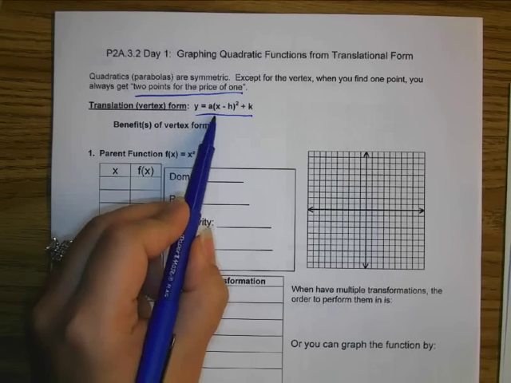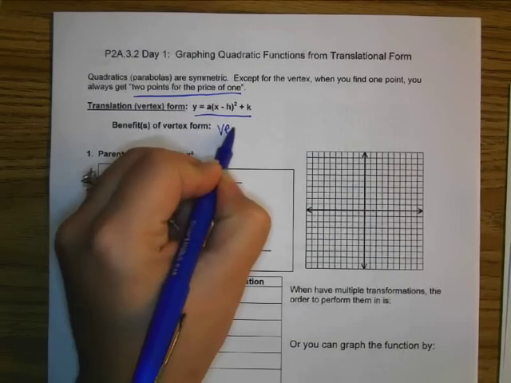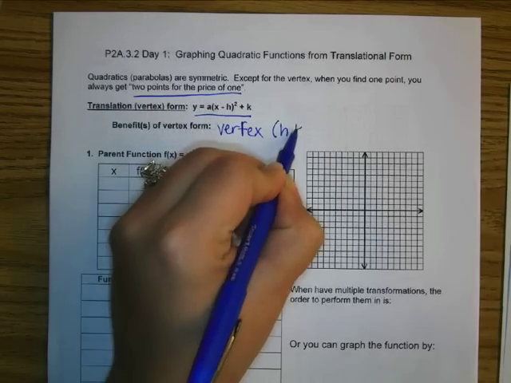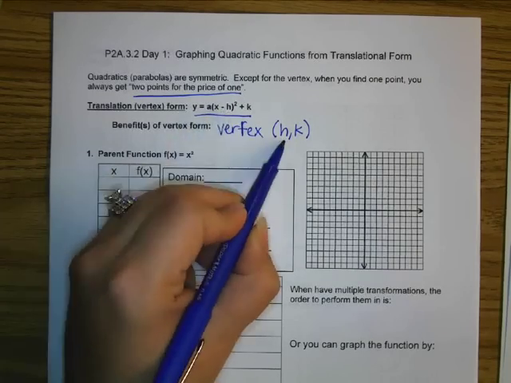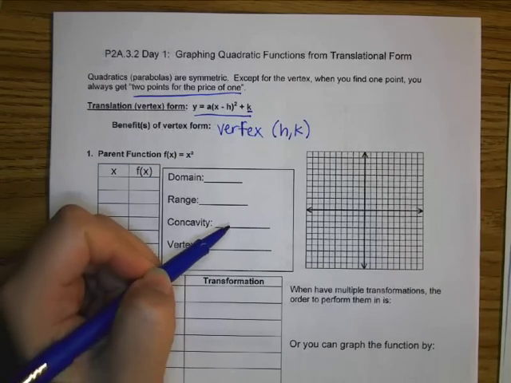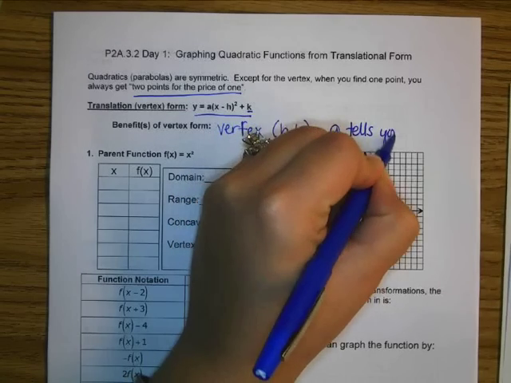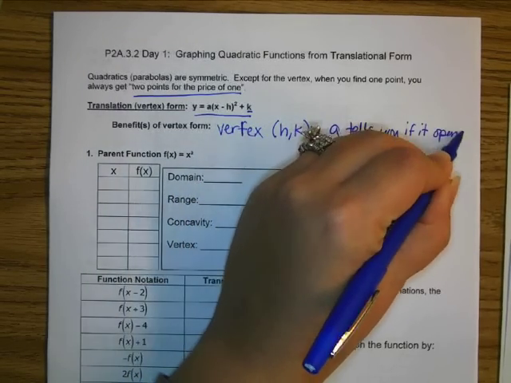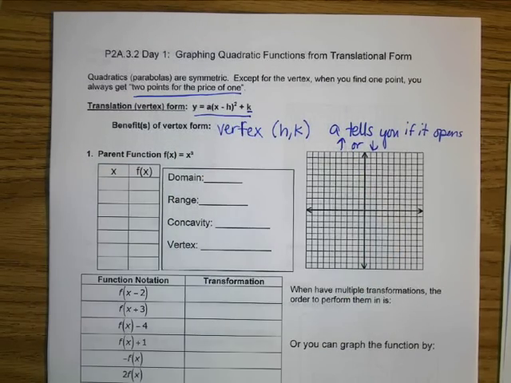So here's what translational form, or vertex form, is. Y equals a times x minus h squared plus k. The biggest benefit is this: the vertex form tells you the vertex. It is (h, k). Notice how it's minus h, so it's going to be the opposite of the h, and the regular k number. And a tells you if it opens up or down. For example, if a is positive, it opens up, and if a is negative, it opens down.